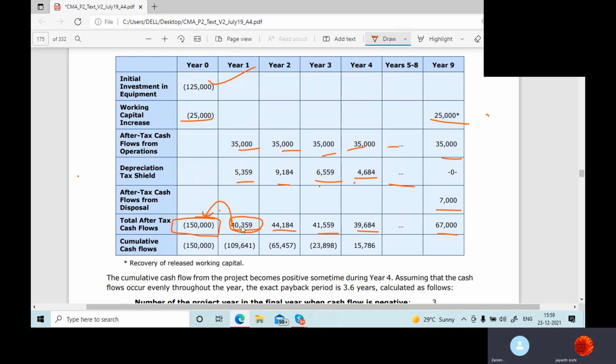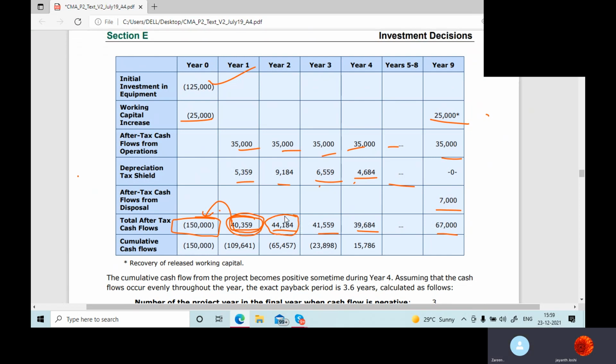Let me say, in the first year you recovered 40,359. In the second year you recovered 44,184, out of the 150 you need to recover. So you have got 40,359 in the first year, 44,184 in the second year, 41,559 in the third year. Can you make a total of these three amounts and tell me? We need to recover 150 now. So if you can tell me the sum total of these three, I will tell you what I'm going to do next.